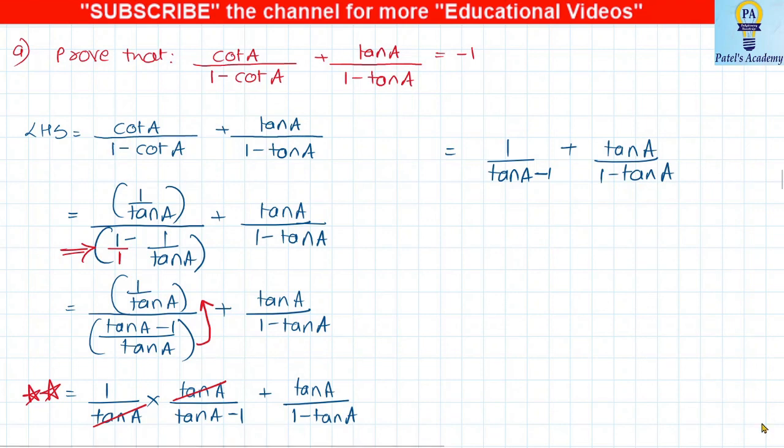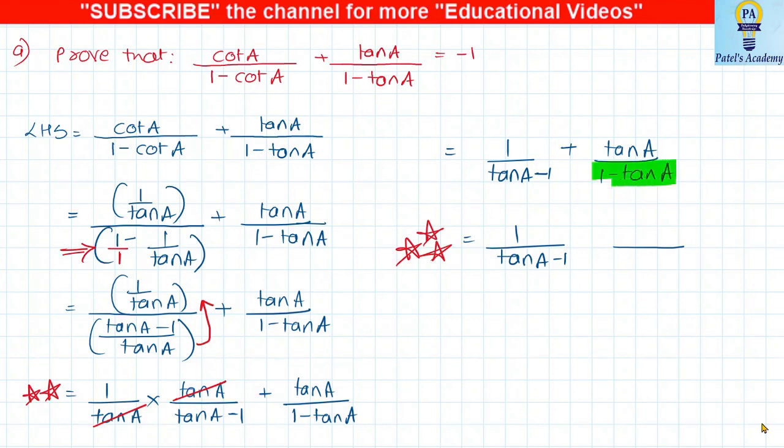Okay, now students, I'm going to show you one important step. Make sure that you understand it very properly. So this is 1 upon tan A minus 1. Okay, now see this step. What is the denominator here, what I am highlighting with green? It is 1 minus tan theta.